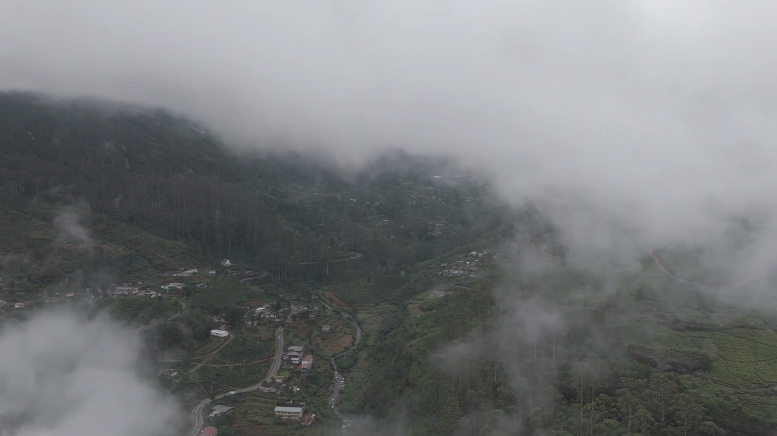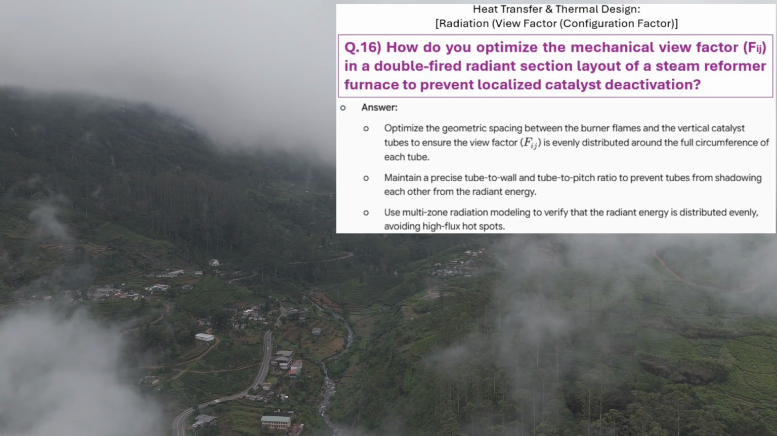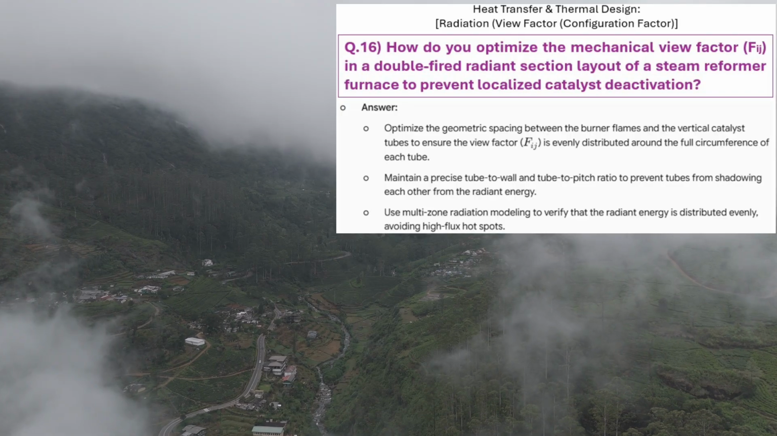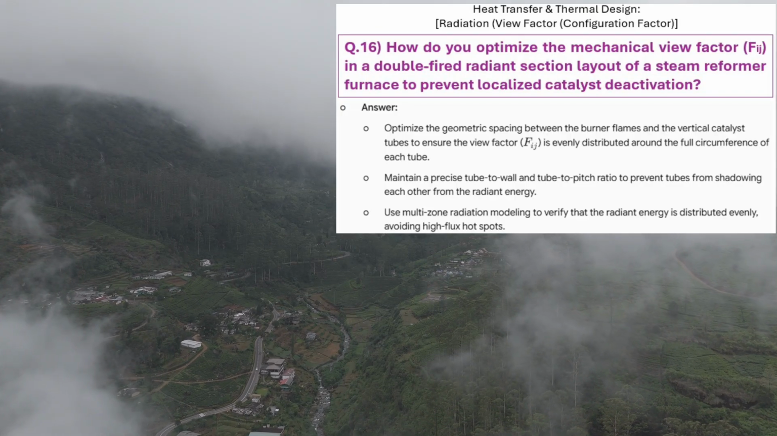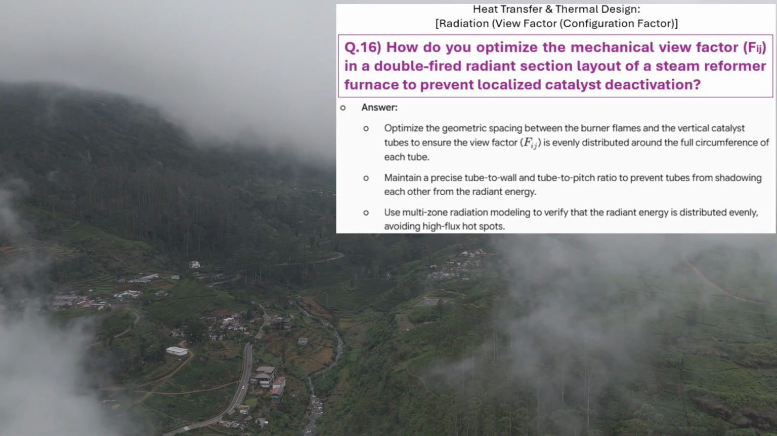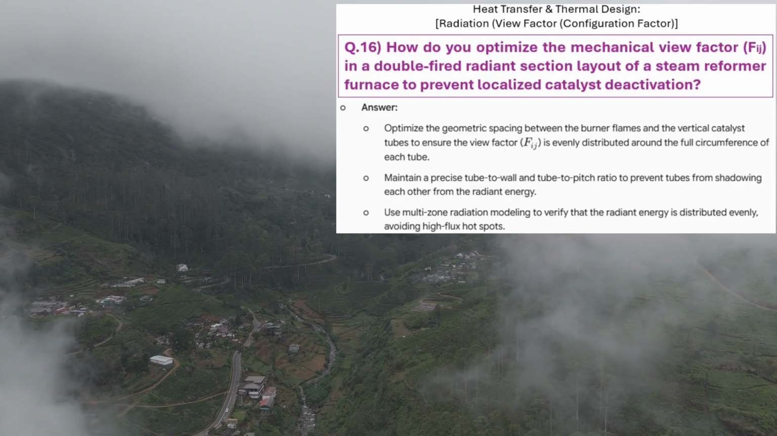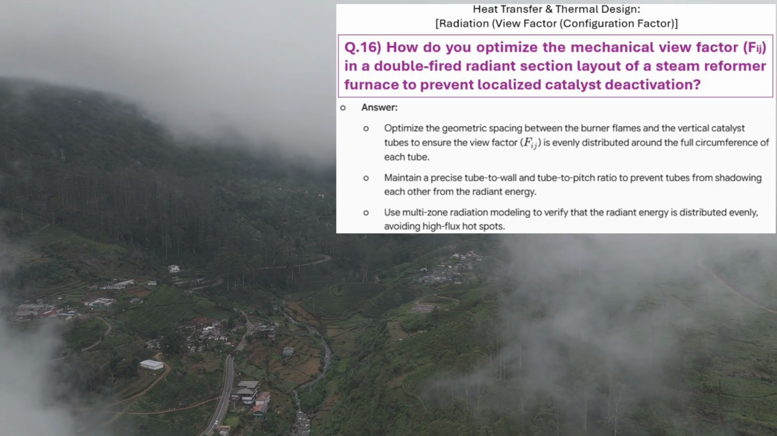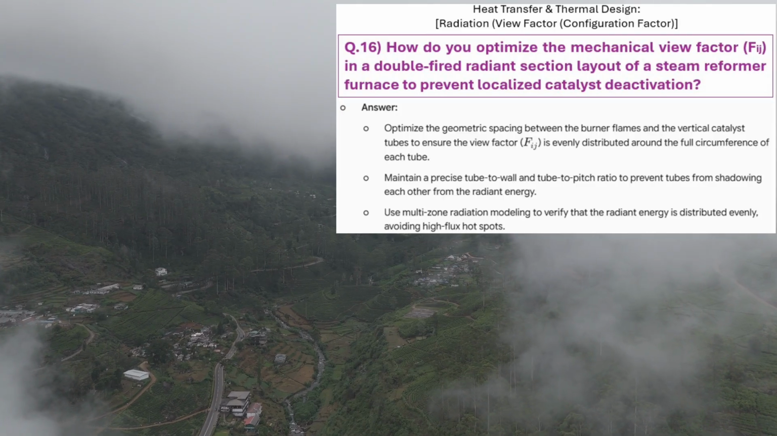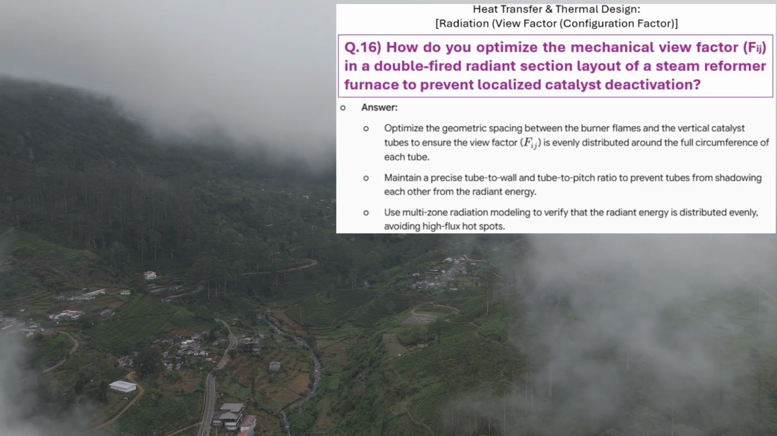Let us transition geometry to vertical steam reformer furnaces. How do you physically optimize the mechanical view factor, F sub ij, in a double-fired radiant section, and what happens when you fail to do so? The geometric view factor dictates the precise spatial distribution of radiant thermal energy intersecting the tubes. You must rigorously optimize the physical spacing between the wall-mounted burners and the vertical catalyst-filled tubes. Ensuring the view factor is evenly distributed around the full 360-degree circumference.